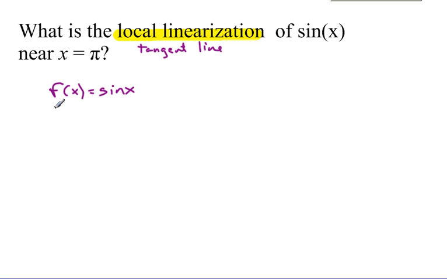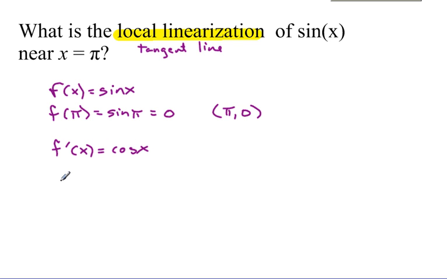So let's figure out f of pi. That's going to be sine pi, which is 0. That means that we have the point (pi, 0). There's our point. Now, f prime of x equals cosine x. f prime at pi equals cosine pi. Cosine of pi is -1. There's my slope.